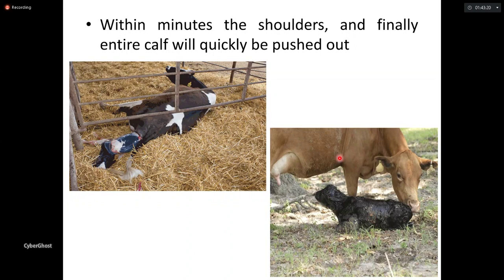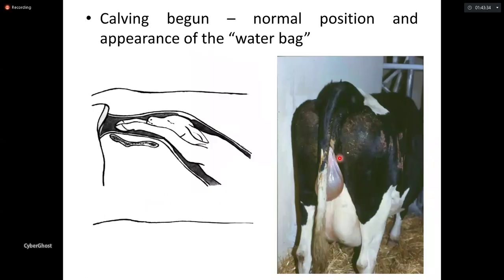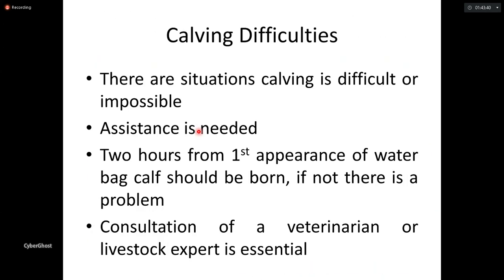Then there will be some difficulties in calving, right? So what are the basic difficulties in calving? The normal birth position is like this, as I mentioned to you. This is the normal birth position, right? But in some cases, not some, but most of the time, they are not normal, right?